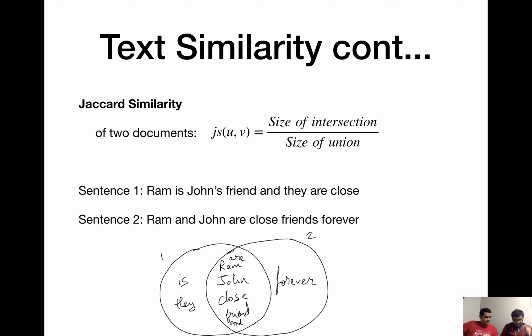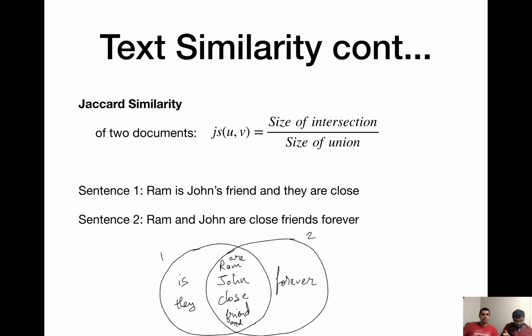We're going to start with Jaccard similarity. Given two documents, Jaccard similarity is the size of the intersection of words between the two documents divided by the union of all the words of both the documents. We have a simple example here. Sentence one is: Ram is John's friend and they are close. Sentence two is: Ram and John are close friends forever.